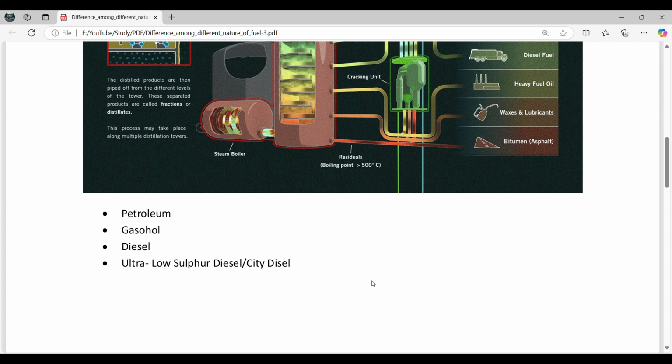Coming to the second type of fuel, gasohol. It was first discovered in Brazil. It is a mixture of 80 to 90% of petrol and 10% of alcohol. It is obtained by mixing petrol with alcohol extracted from sugarcane. We can extract the alcohol out of the sugarcane, and by mixing 80% to 90% petrol and 10% alcohol, we get this gasohol.